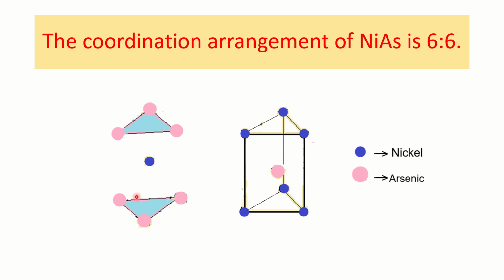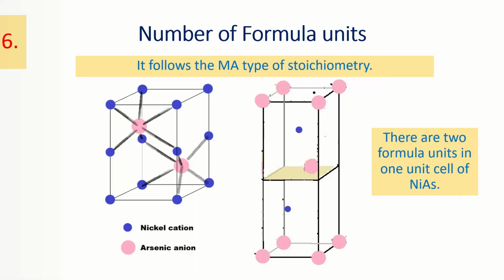And this is the coordination arrangement. 6 is to 6. If this one has 6, this one also has 6. So the coordination arrangement of nickel arsenide is 6 is to 6. And the number of formula units, since it is following the MA type of stoichiometry, is 2 formula units. Whatever be your perspective of seeing this unit cell, if you take the cationic unit cell into account, then also 2. If you take the anion unit cell, then also 2. We have calculated this one. Let us calculate this one also.